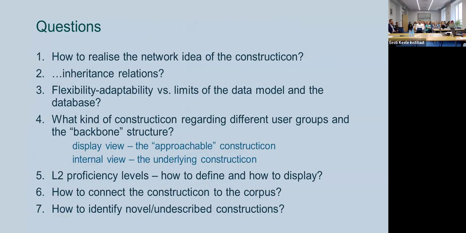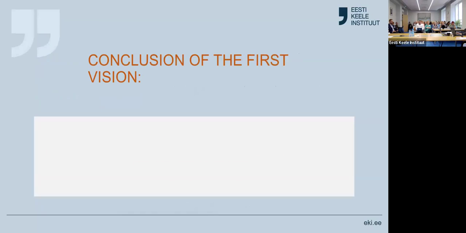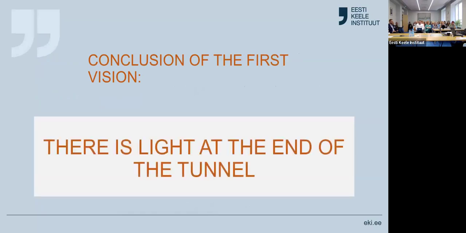So we have lots of questions right now, like how to realize this network idea of the konstruktikon with inheritance relations, what the limits of our data model and the database are, and what our so-called backbone structure for the konstruktikon will be, the internal view and the display view for the end user, how to define those L2 proficiency levels, how to connect the konstruktikon to the corpus, and how we should find those novel and undescribed constructions. So the conclusion of the first vision would be that there is light at the end of the tunnel.